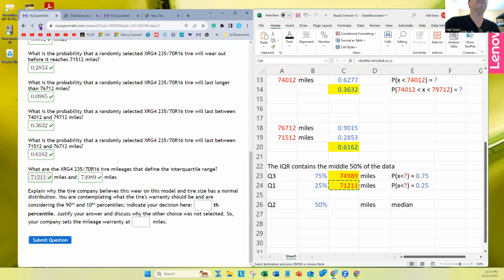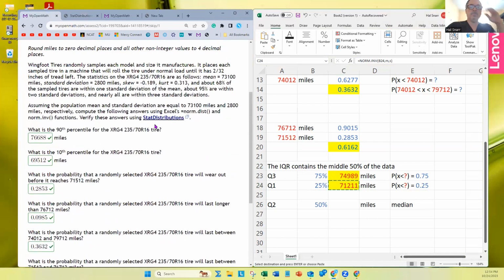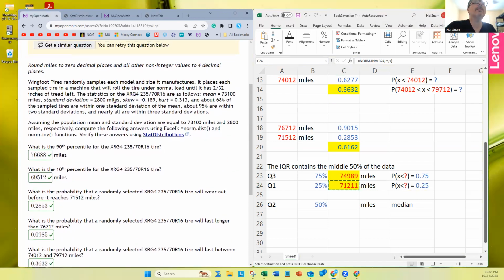Okay, the last thing we have to do is explain why the tire company believes this wear on the model and tire size has a normal distribution. You're contemplating what the tire warranty should be. Okay, so first thing we want to do is we want to talk about normal distribution. The normal distribution. Again, remember what we said. The skew is close to zero. The kurtosis is pretty close to zero.